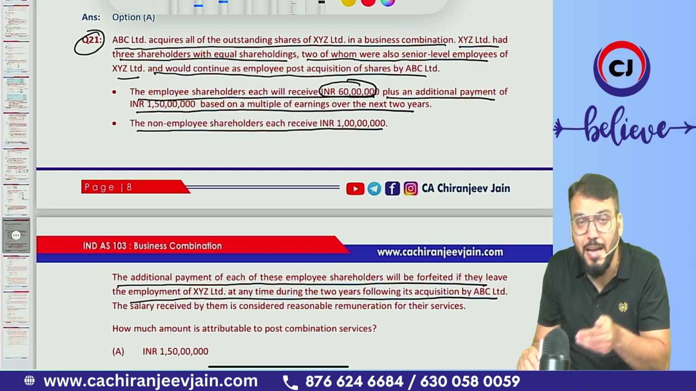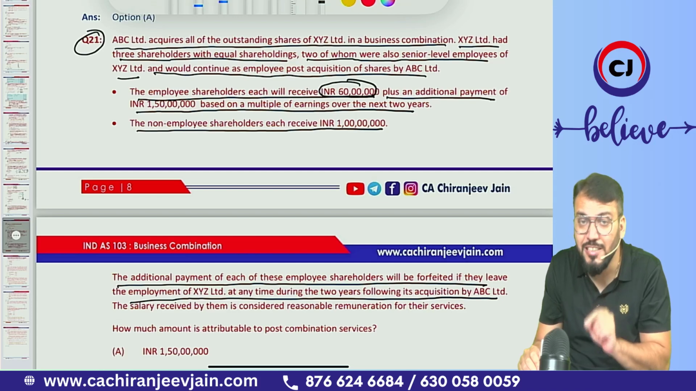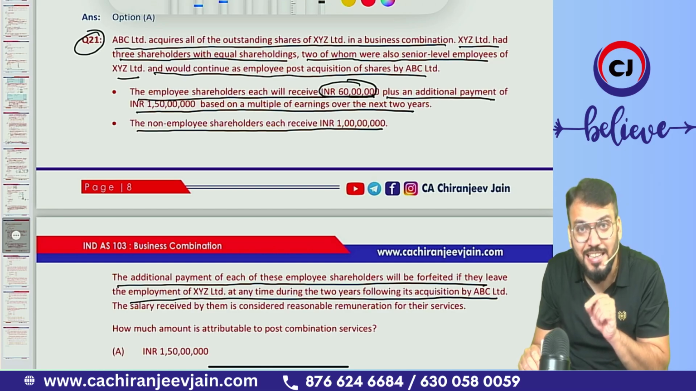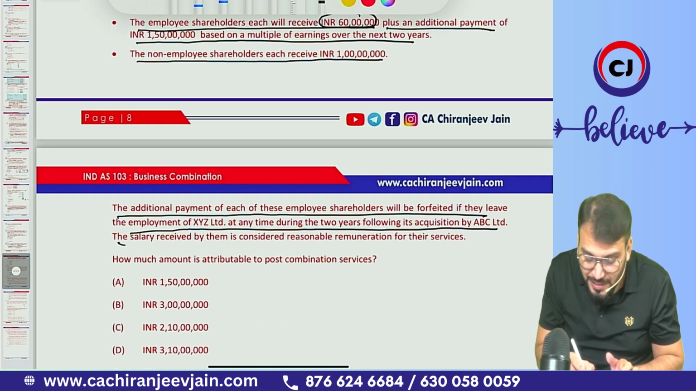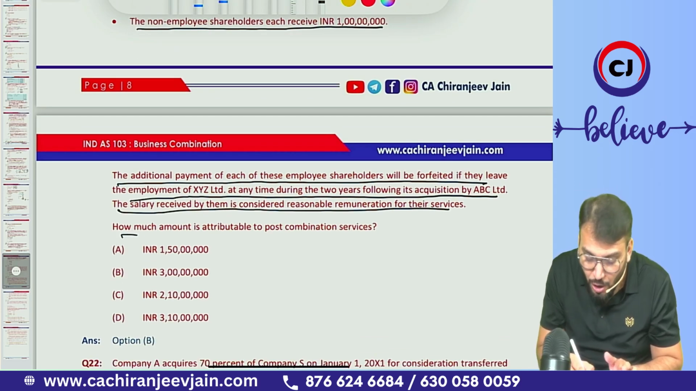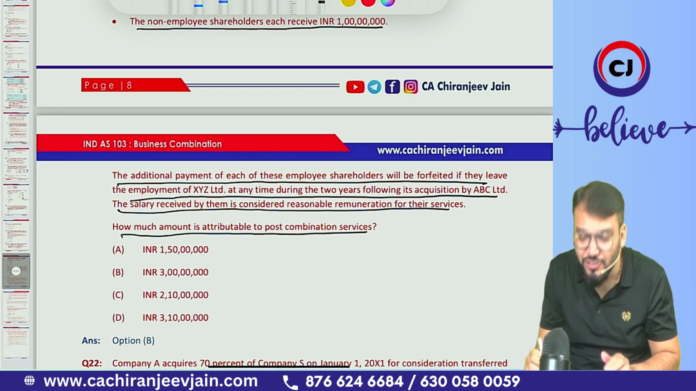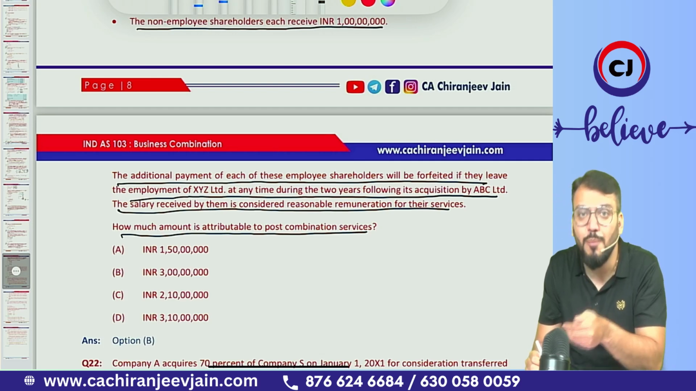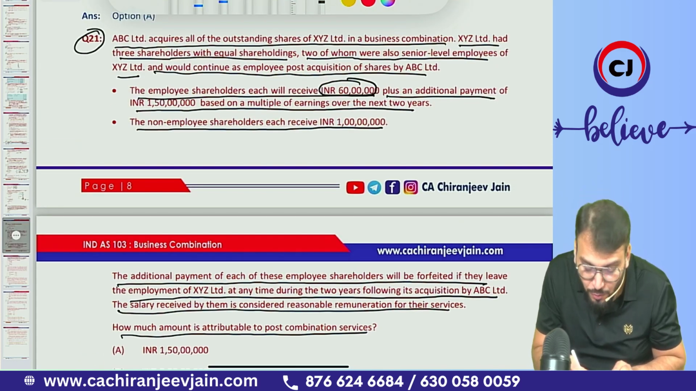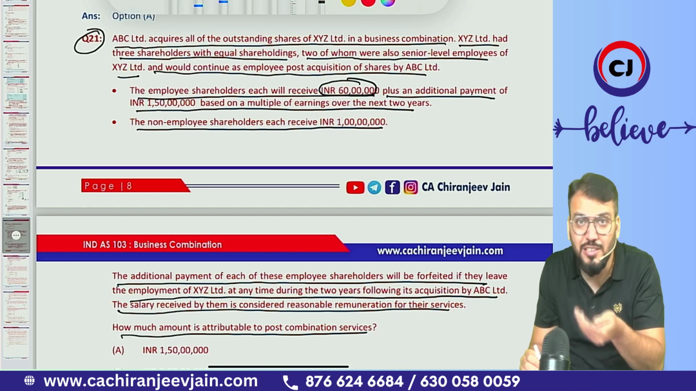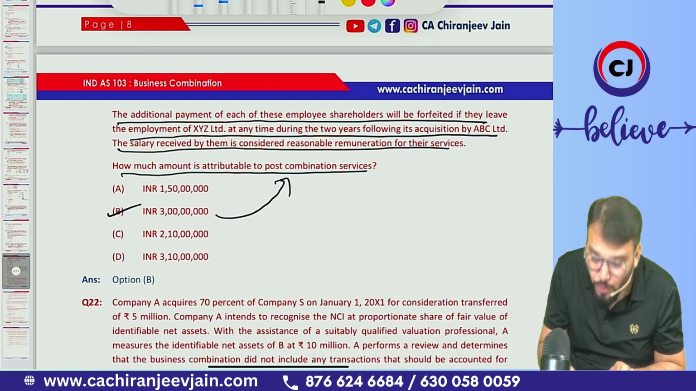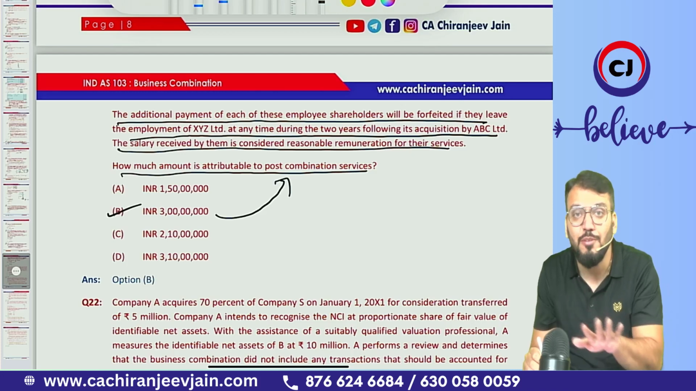This contingent payment can be forfeited if the employee shareholder terminates. Therefore, it is a payment in the capacity of employee, not in the capacity of owner. Therefore, it will not be included in calculation of PC. Chalega? The salary received by them is considered reasonable remuneration for their service. This is not at all important. How much amount is attributed to post combination services? There were 2 employee shareholders and the contingent payment is 1 crore 50 lakh each. So 1 crore 50 lakh into 2 will be 3 crore. So option number B will be correct, which will be attributed to post combination services, and that will not be included in PC.